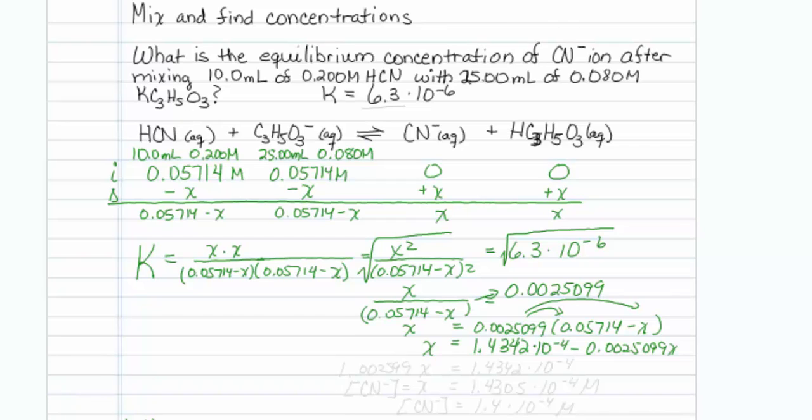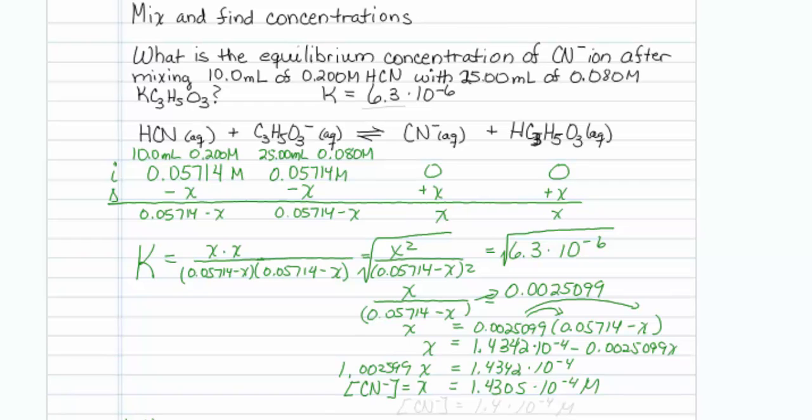So that means 1.00251 x is equal to 1.4342 times 10 to the minus 4. My x turns out to be 1.4305 times 10 to the minus 4 molar. And I'm actually being asked my cyanide concentration, which I represented as the variable x. So this would be my cyanide concentration.